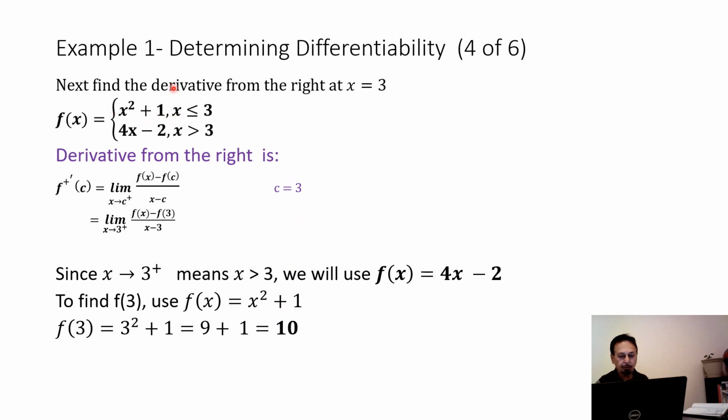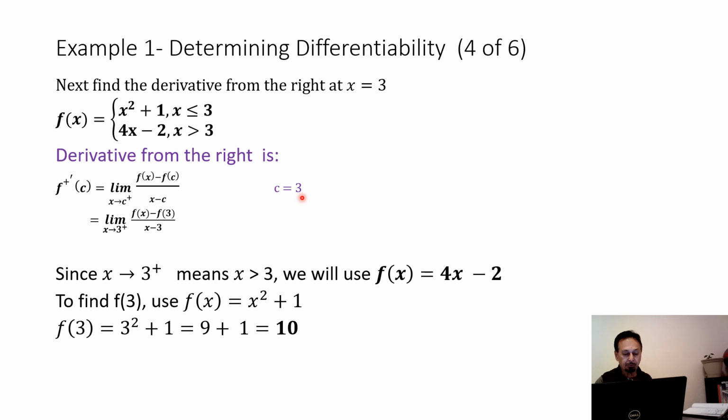So next we're going to find the derivative from the right at x equal to 3 for f of x equal to x squared plus 1 when x is less than or equal to 3, and f of x equal to 4x minus 2 when x is bigger than 3. Now the derivative from the right is given by this formula: limit as x approaches 3 of (f of x minus f of c) over (x minus c), and c is 3.